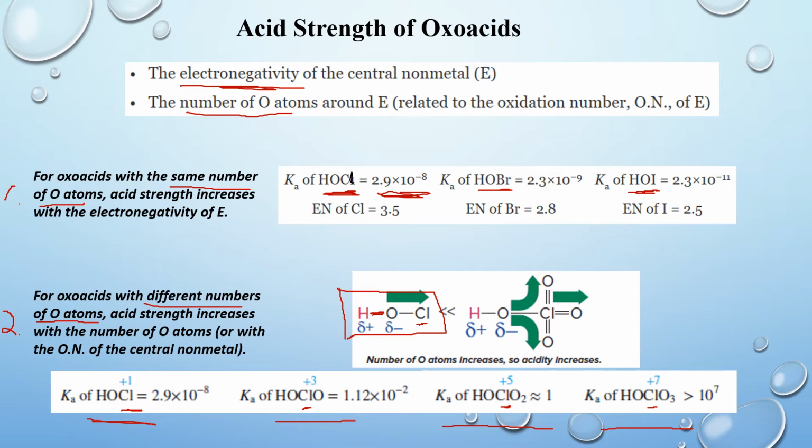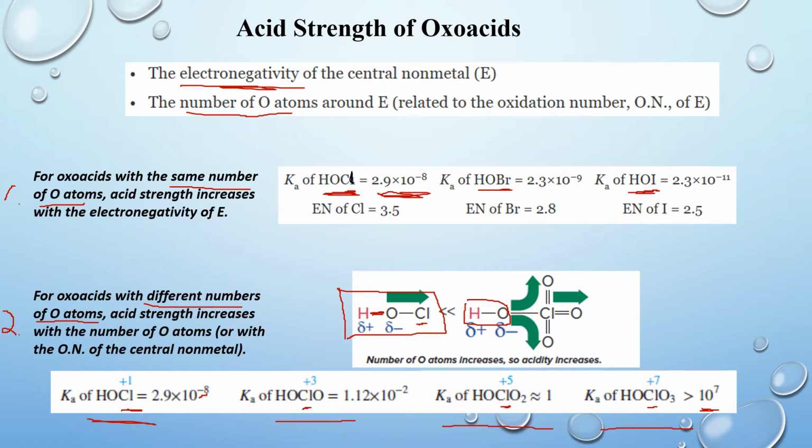If you look at their K values, for hypochlorous acid it's 10 to the negative 8, but for perchloric acid it's 10 to the positive 7. So the difference is huge. And why? Again, let's look at their structure. We compare the strength of this OH bond, because to be a strong acid, this bond must be weak, so the proton can be easily donated.